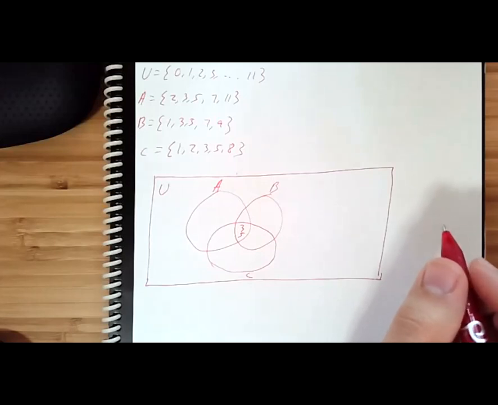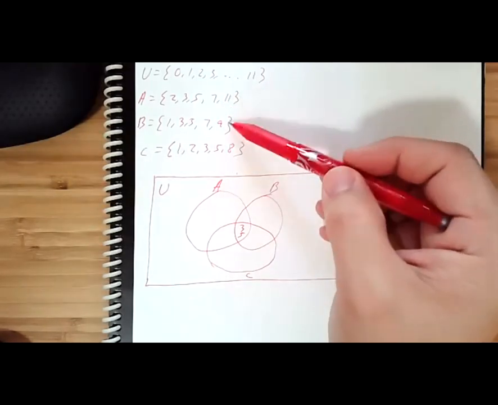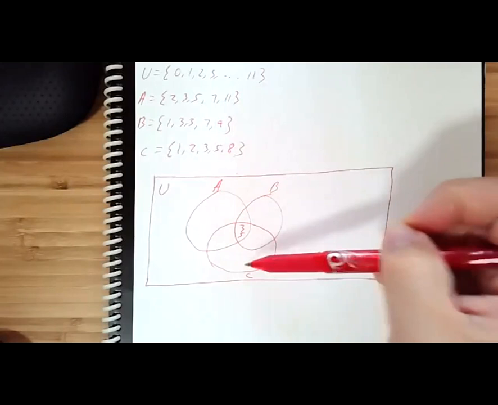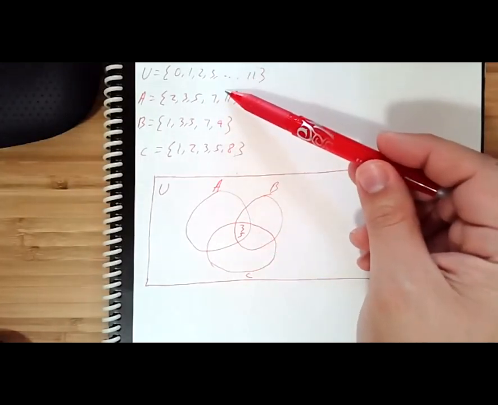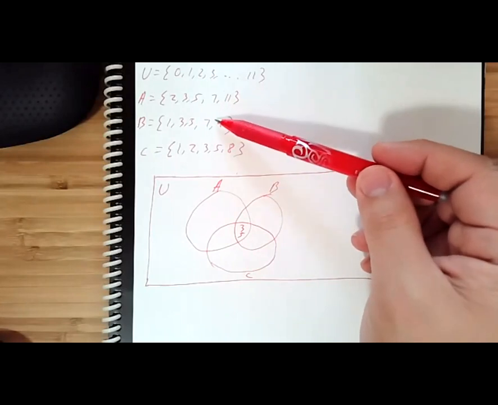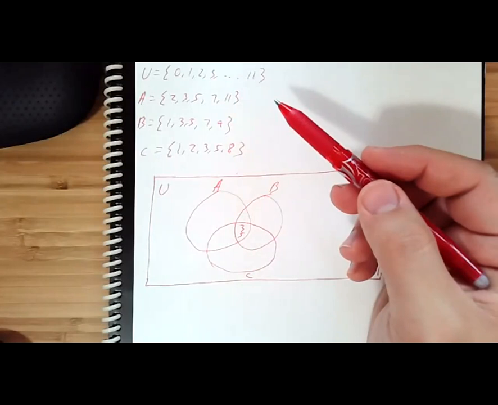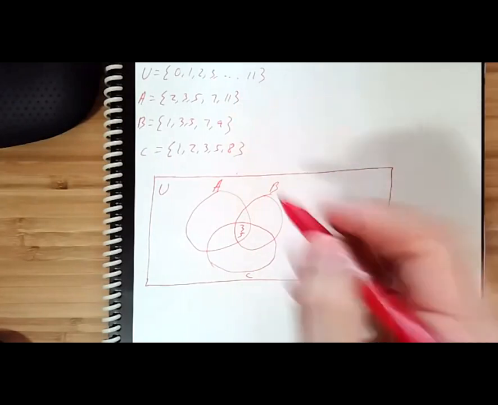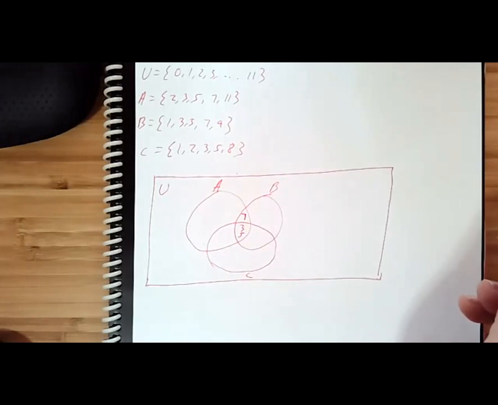Now, what do A and B have in common, but that is not inside C? Looks like 7, right? A and B have 7 in common. I'm gonna zoom in a bit here.